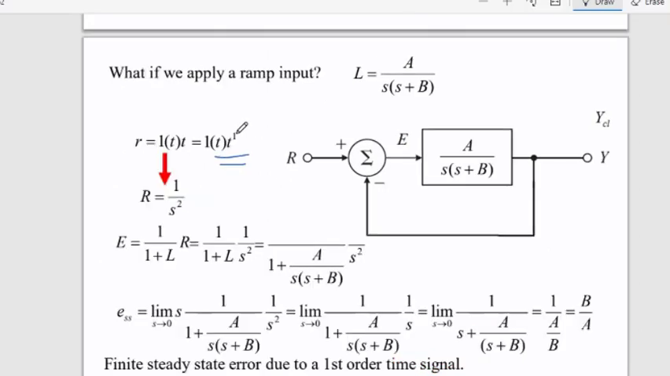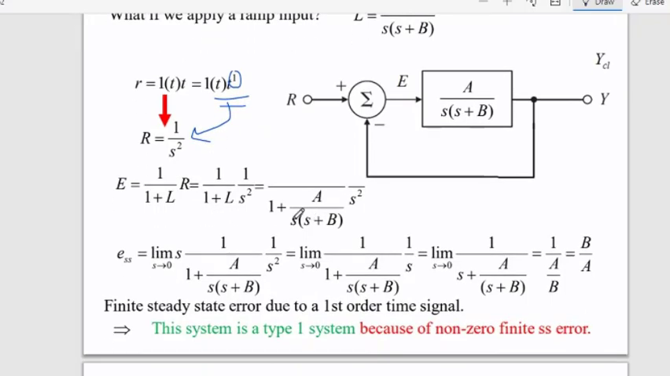We are applying a ramp input here of order 1. The transform for this ramp input is 1 over s square. And now I am putting this transfer function and the ramp all together, and I am finding out the steady state error. And I can see that the steady state error is a non-zero finite value. So this means that this system is type 1. We know that a system is type 1 if it is giving us a non-zero finite steady state error for an input of order 1. Since this is happening here, that's why we are saying this is type 1.